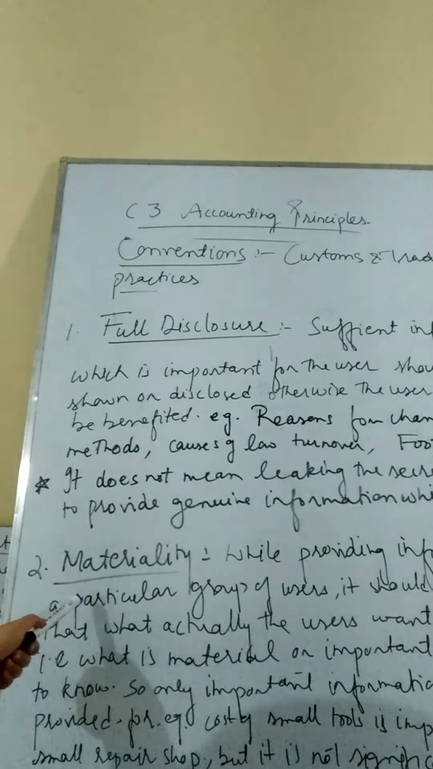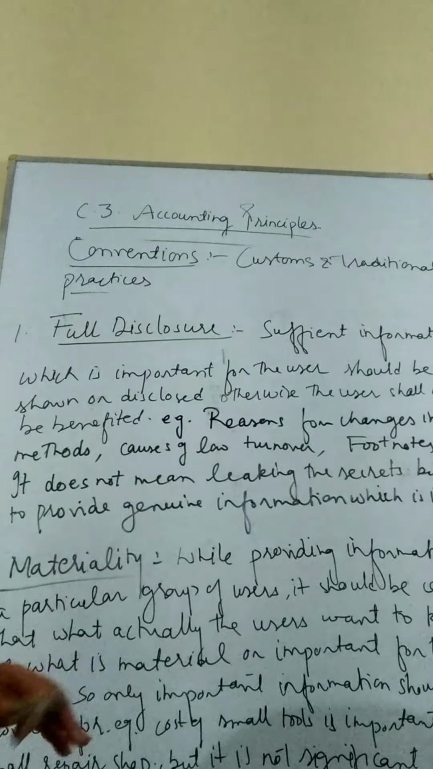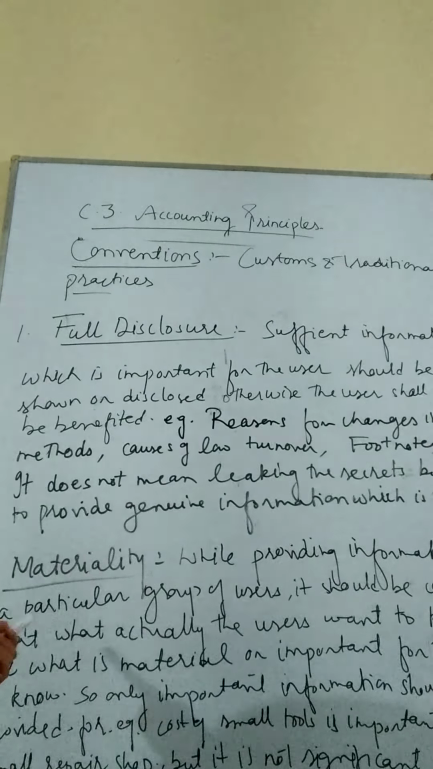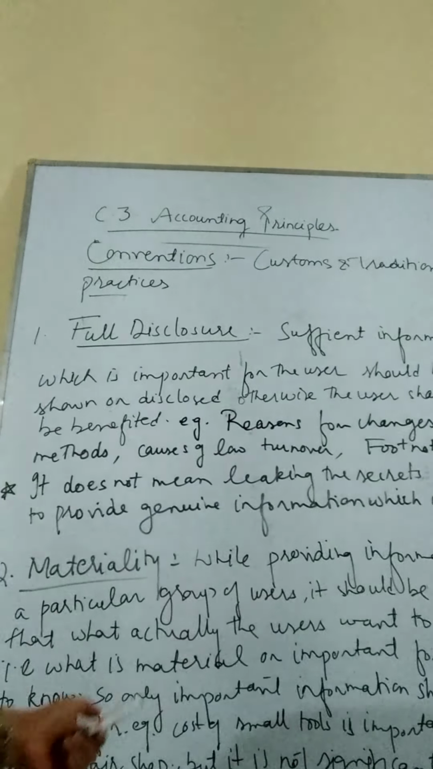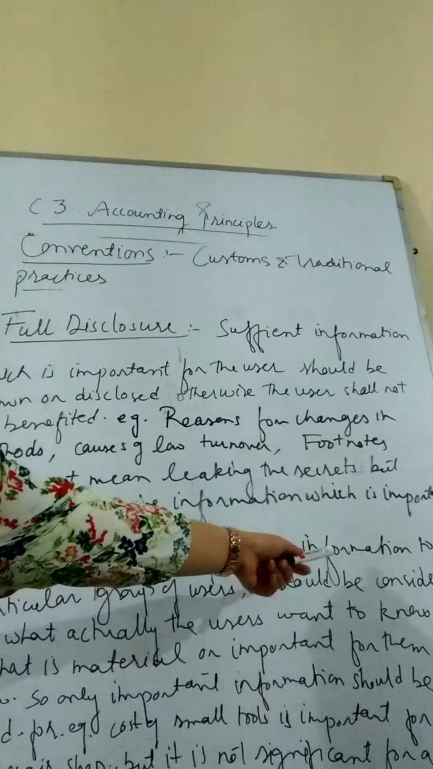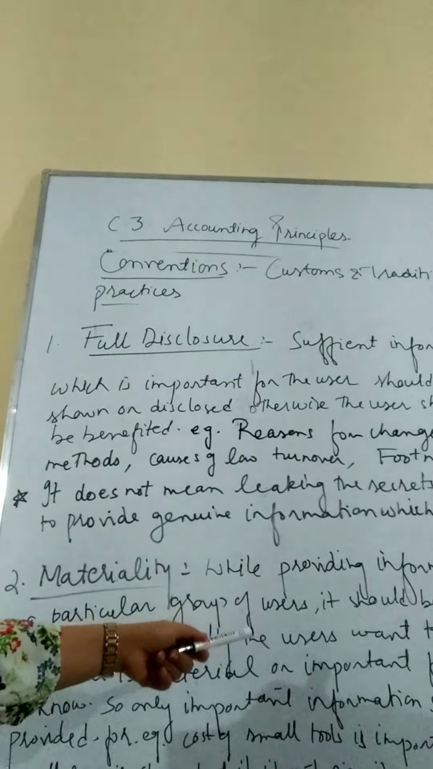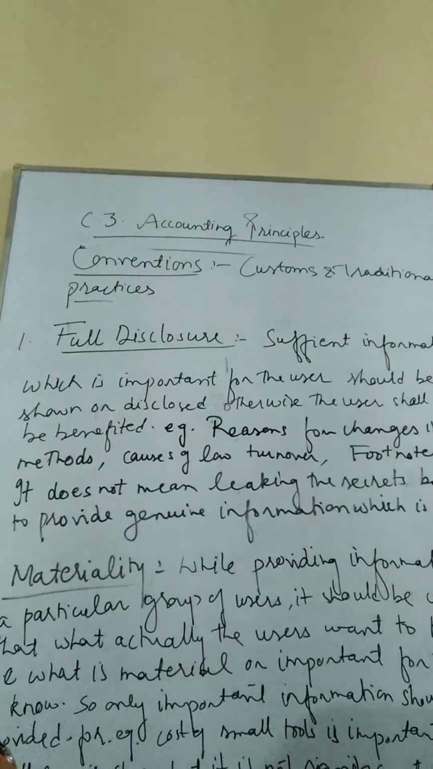Okay, now moving on to the next convention, that is materiality. Now what is materiality? It is a kind of contradiction with full disclosure. The materiality convention says that while providing information to a particular group of people or users, it should be considered what the users actually want to know.